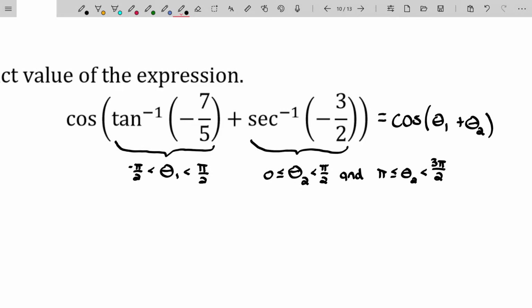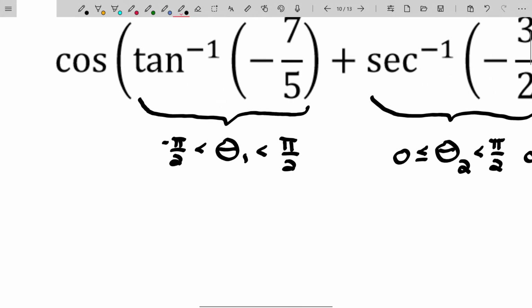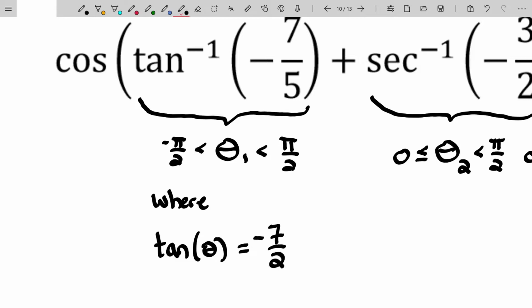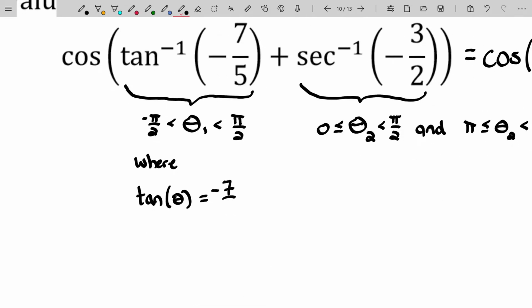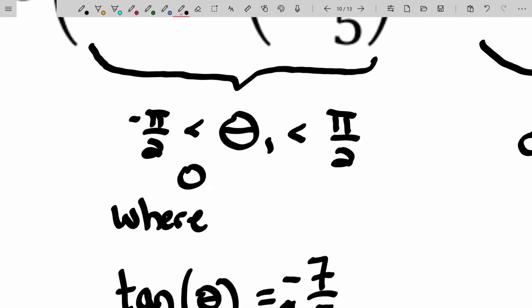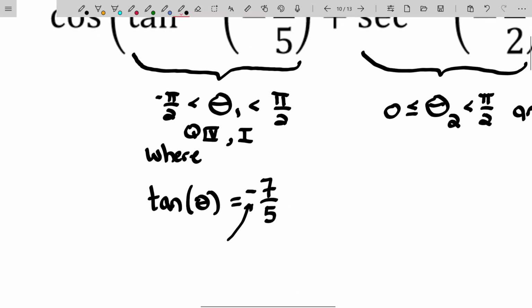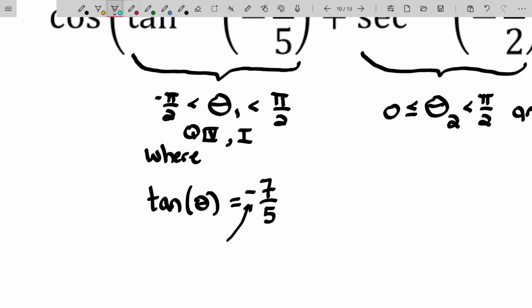Now, I do want to mention something about theta 1. I'll say where tangent of theta 1 is equal to a negative 7 over 5. That was supposed to be a 5. I don't know why I wrote a 2. Now, this is a negative number. Theta 1 will land either in quadrant 4 or quadrant 1. Of those two quadrants, where's the tangent negative? If you said quadrant 4, you would have been absolutely correct. Tangent is negative in quadrant 4.